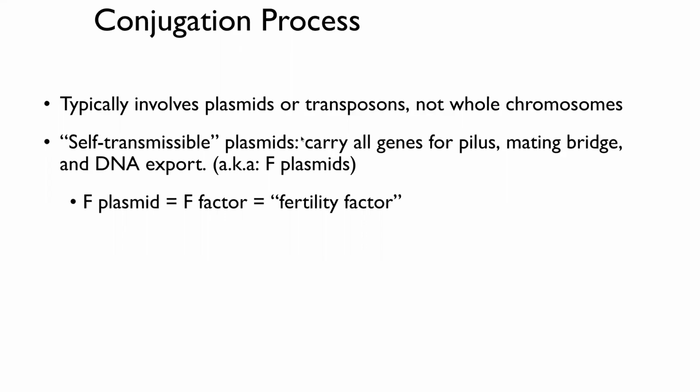Now, the cool thing about conjugation is it's typically what we call self-transmissible, meaning that plasmids typically carry all the genes needed for conjugation to occur. This includes the genes for the pilus, the mating bridge, and DNA export. And this is an example of what we call F plasmids, which contain the fertility factor or the F factor.